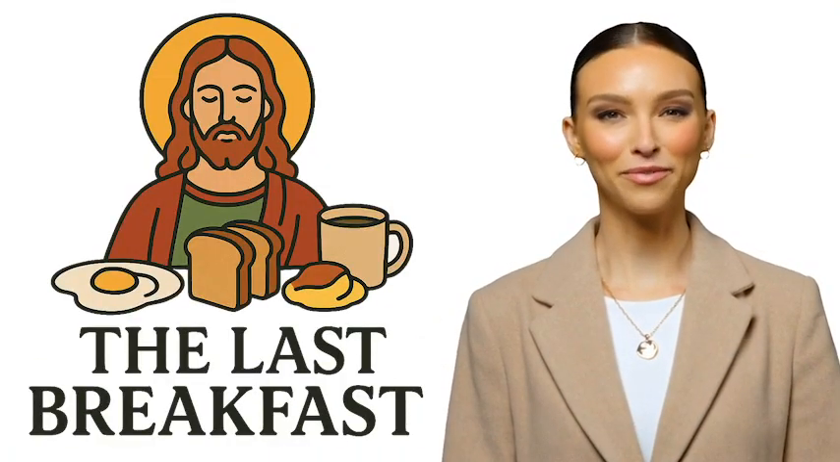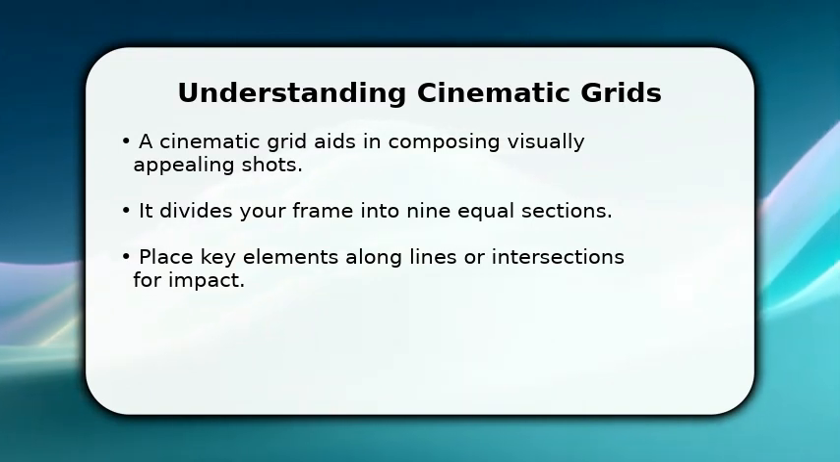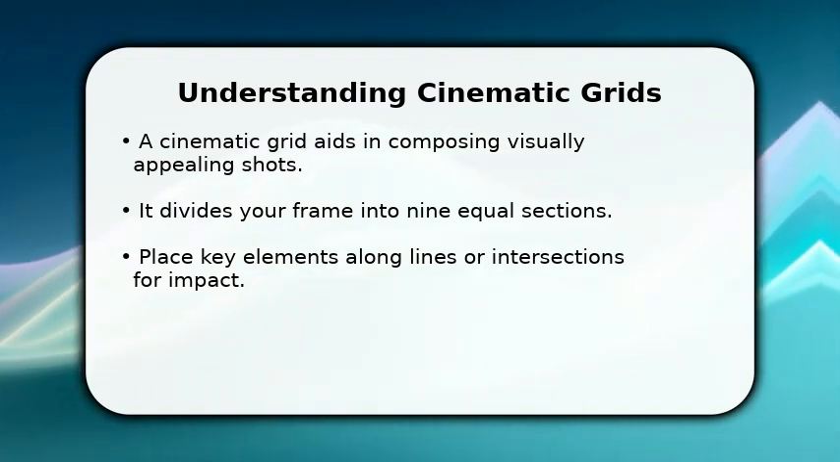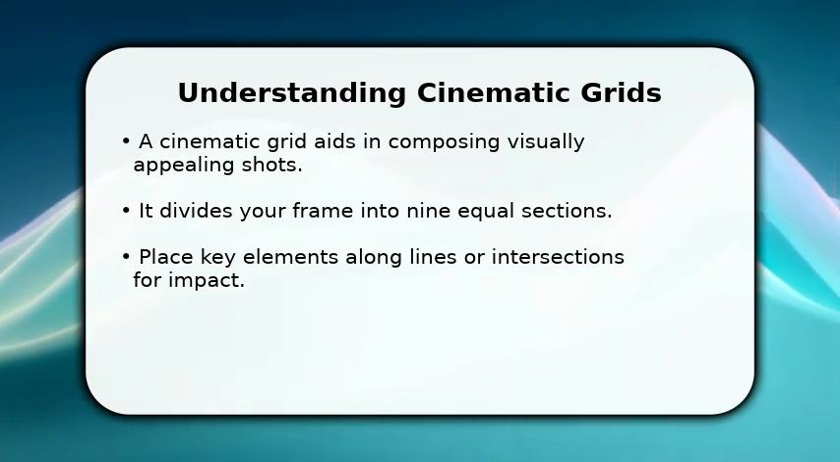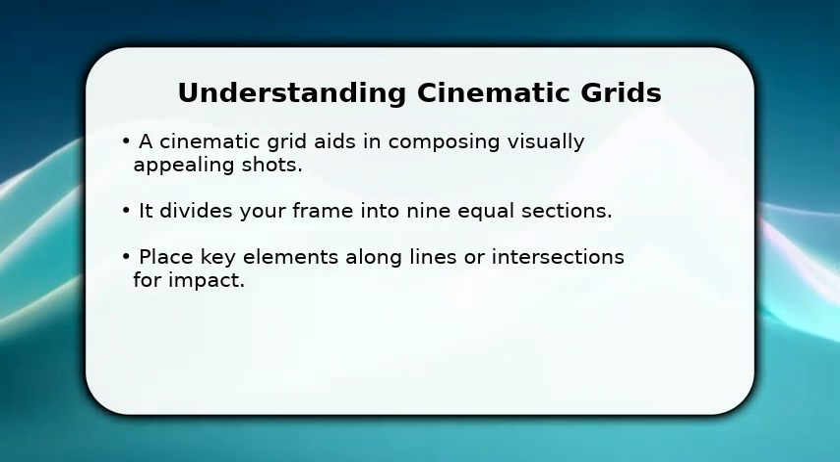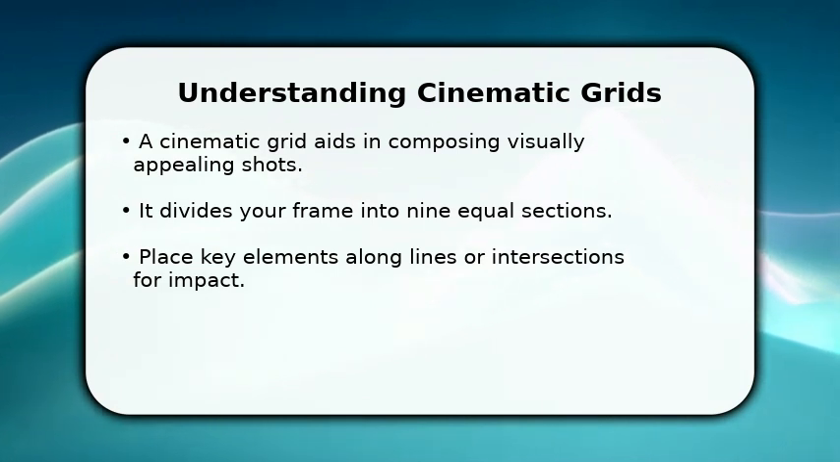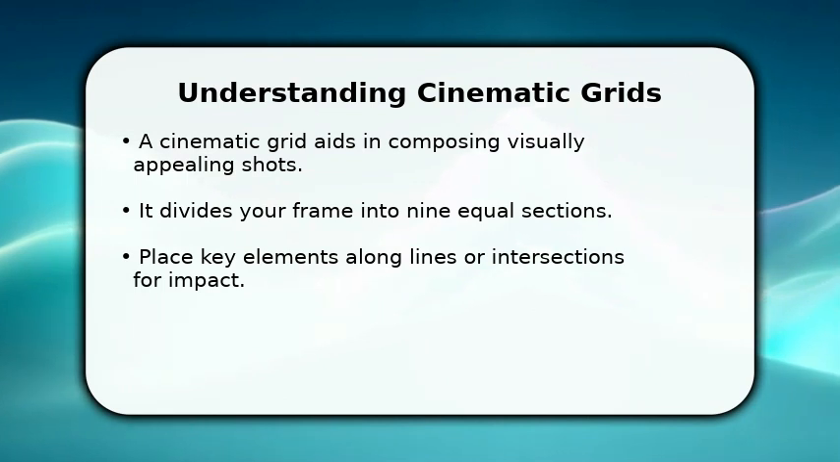Please enjoy the video. In this video, I will explain how to make a cinematic grid. This powerful compositional tool helps you create visually stunning images. It divides your frame into 9 equal sections, using 2 horizontal and 2 vertical lines. By understanding and applying this grid, you can significantly improve your shot composition, leading to more engaging and professional-looking visuals.